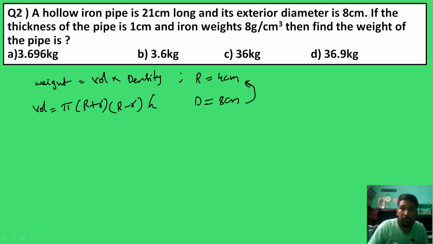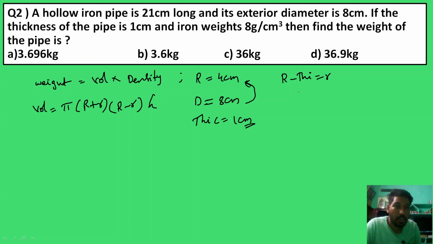Next, if you observe, the given thickness is equal to how much? Thickness is equal to 1 centimeter. One more thing: if you have thickness and capital R, remove 1 from the capital R. R minus thickness is equal to small r. So capital R value 4, from the 4 remove 1, you are going to get 3 centimeters. So small r is equal to 3 centimeters.